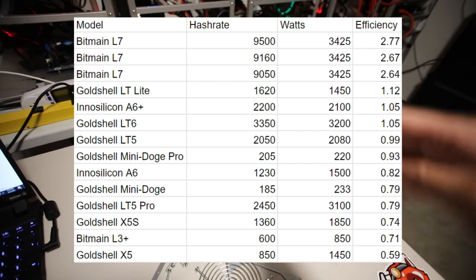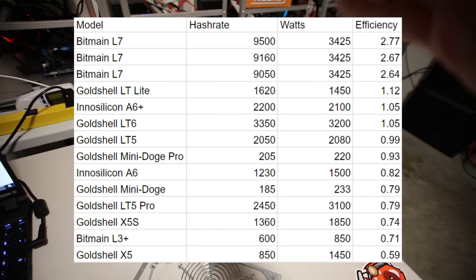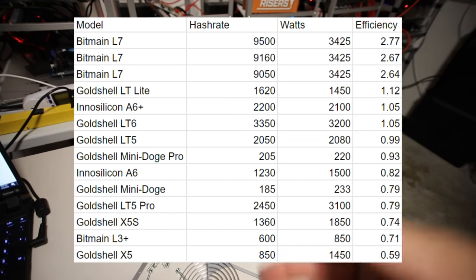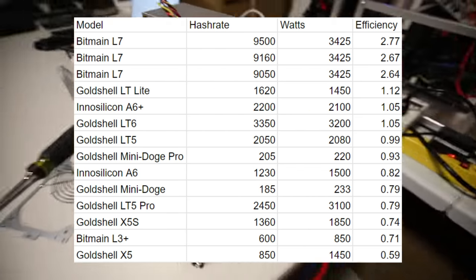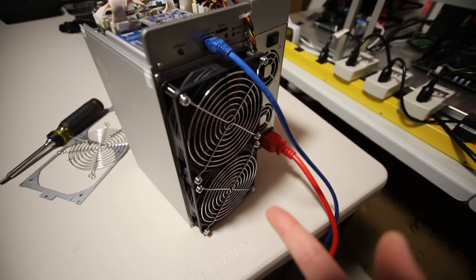I have on the screen here the efficiency level of all the other Litecoin, Mergemine, Dogecoin ASICs out there. So yeah, this one's pretty good, right? The LT Lite, it's good and it's nice and quiet as well, right? This is part of their Lite series.